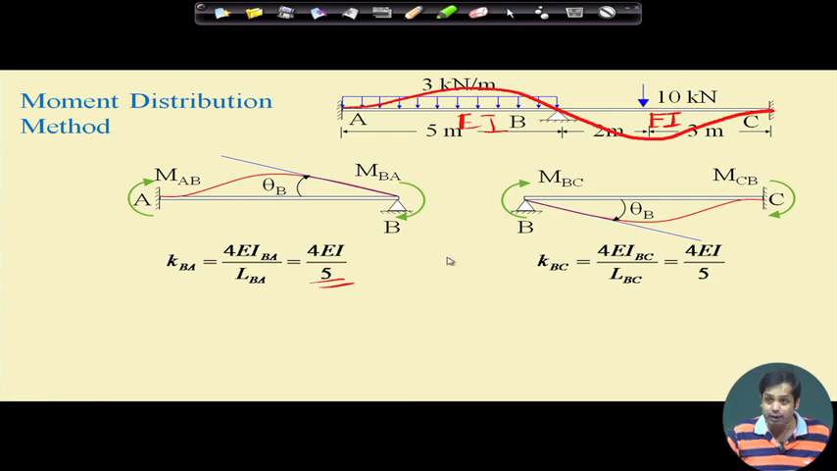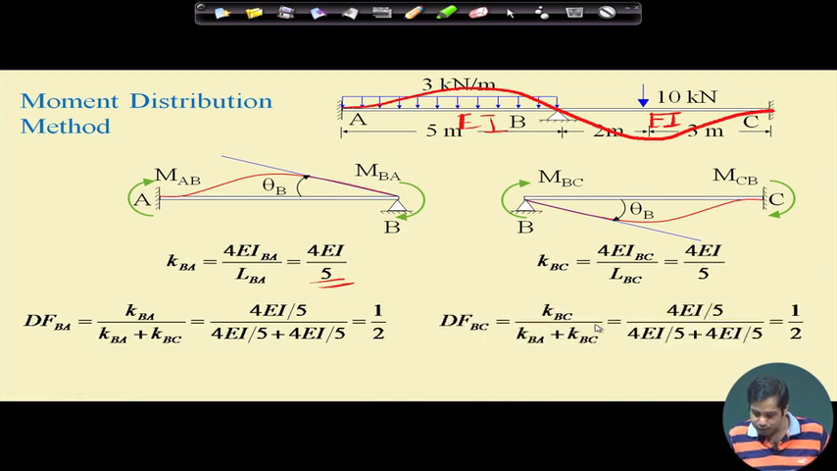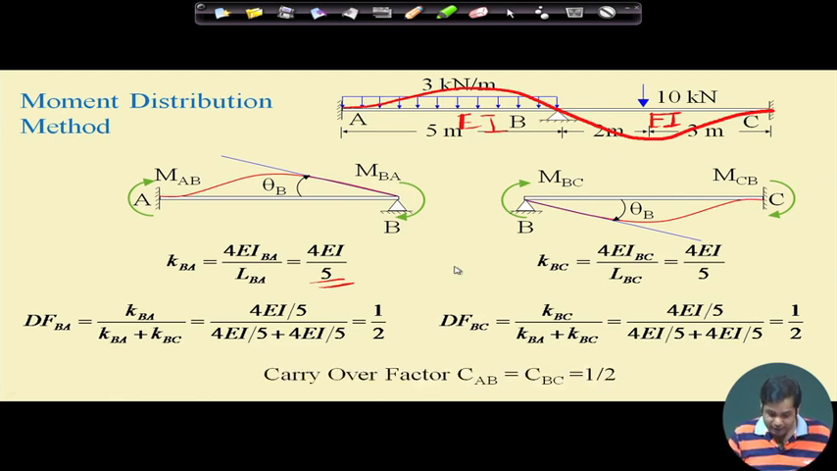Now, what is the distribution factor? We have seen that the distribution factor for this member will be KBA divided by the total stiffness, and this becomes half here. Similarly, the distribution factor for this member will be half as well. And then, what is the carryover factor? The carryover factor will be half.